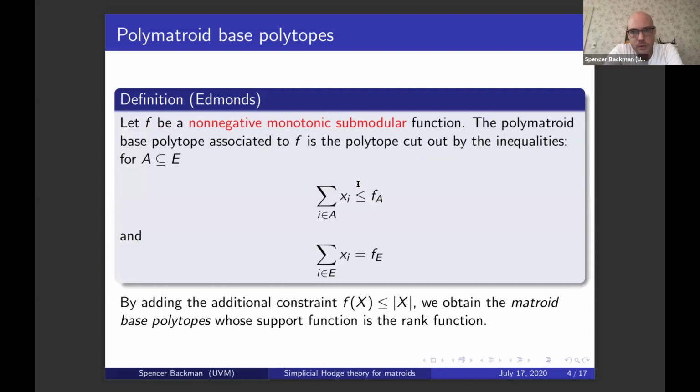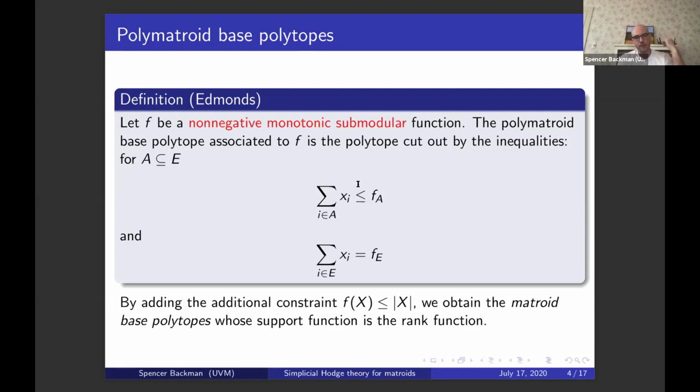So Edmonds was the first person to say that we can think about matroids from the perspective of polyhedral geometry. If we fix some non-negative monotonic submodular function f, then we can associate a certain polytope called a polymatroid base polytope. What we do is we say for a collection of indices A contained in this set E, the sum of the entries x_i corresponding to those indices should be at most f_A. And then this one extra linear condition, which is that the sum of the x_i, where i ranges over all of the indices, is going to be equal to this number f_E.